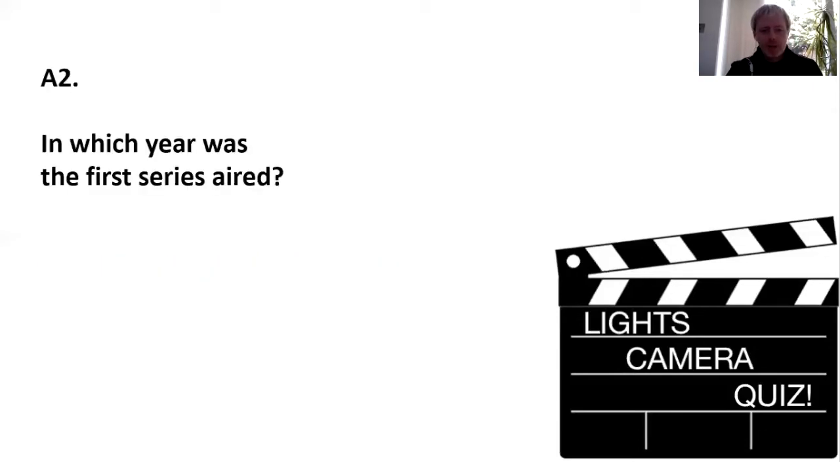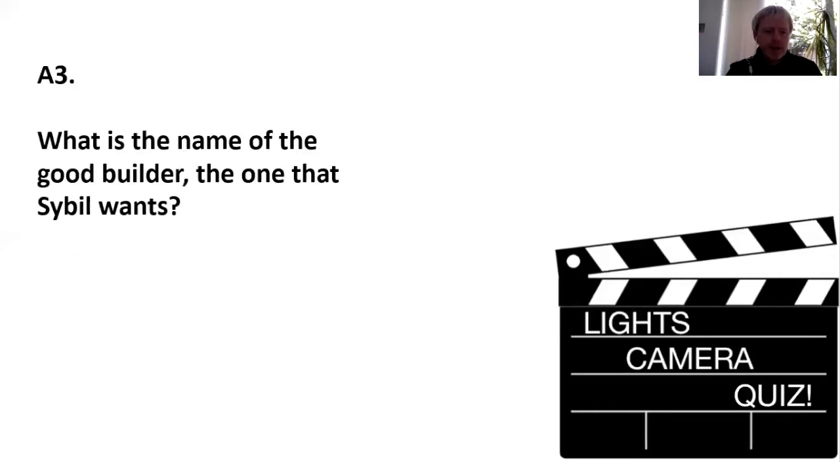Question 2, in which year was the first series aired? 1975. I remember it well. Question 3, what is the name of the good builder, the one that Sybil wants? Stubbs. Or as Manuel says, you hideous orangutan. I might be making that up. But Stubbs is the name of the good builder.